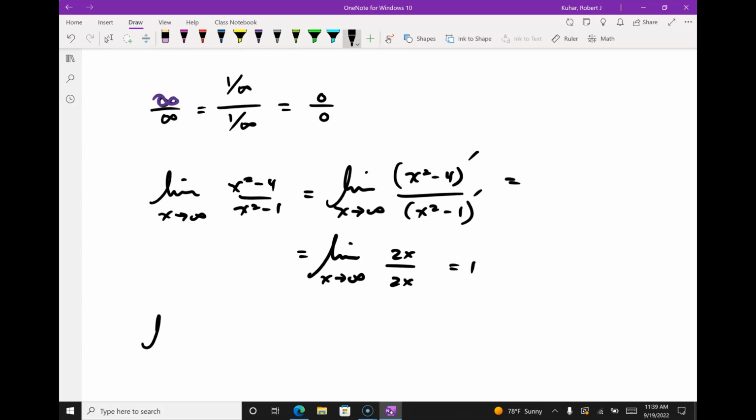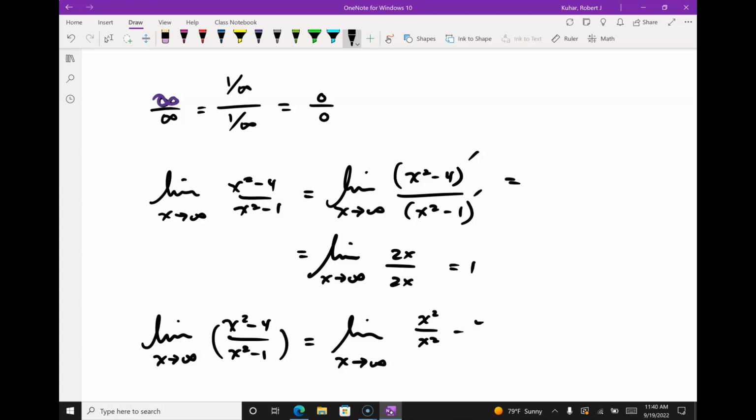Algebraically, what we're going to do is take the highest power of the mother function in either the numerator or denominator and divide every term by it. So we're going to do the limit as x goes to infinity of x squared over x squared minus 4 over x squared, over x squared over x squared minus 1 over x squared. Notice I divided everything by x squared. That's the highest power anywhere.